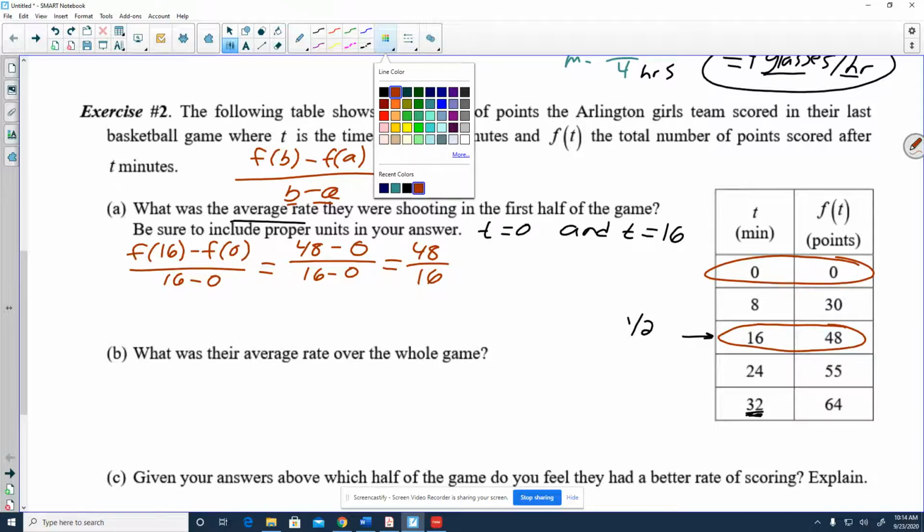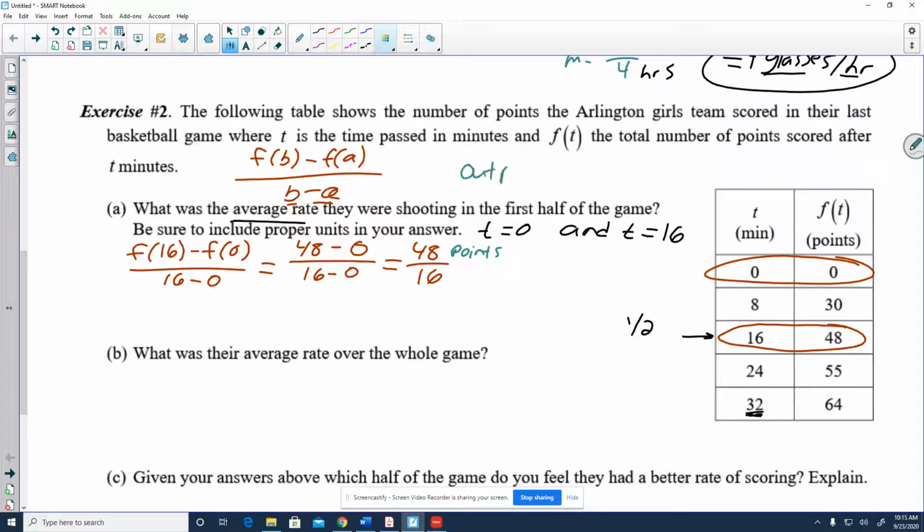They want us to give units in our answer. On the top, that 48 means we have 48 points. Our outputs are points in this function, and our inputs are time, or minutes. You can see that right here: minutes, points. So our final answer is 3 points per minute, meaning that on average, they're scoring 3 points a minute.